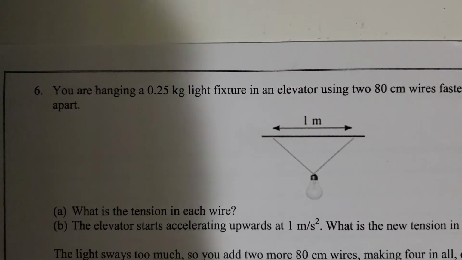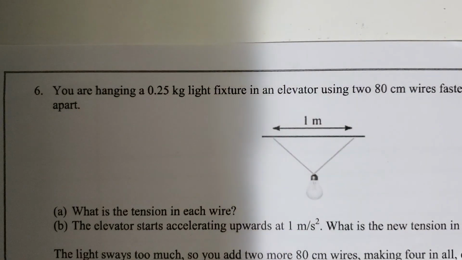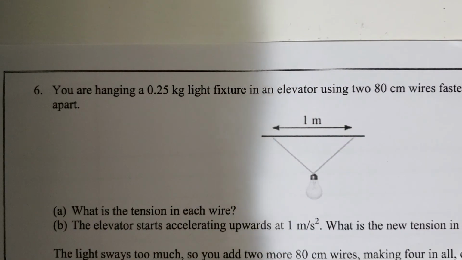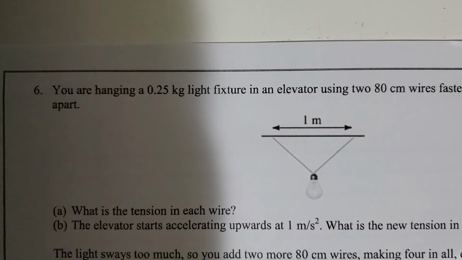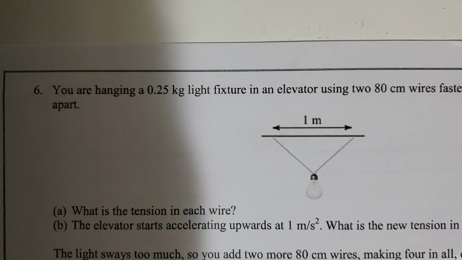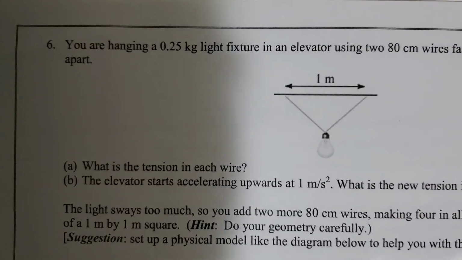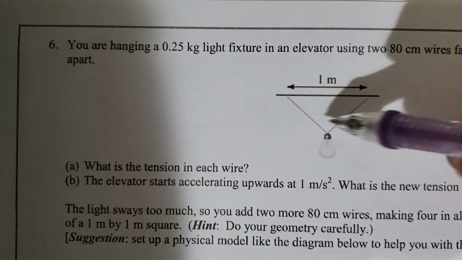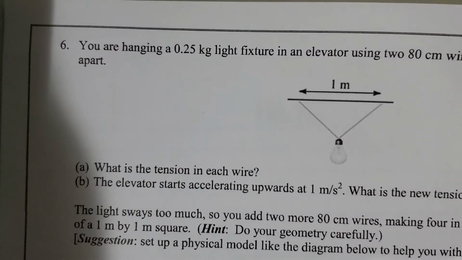Okay, so for FRQ number 6, for the first half, we have a 0.25 kilogram light fixture in an elevator. We are hanging it using two 80 centimeter wires, and they are going to be fastened to hooks that are 1 meter apart. So part A wants us to find the tension of the two wires.